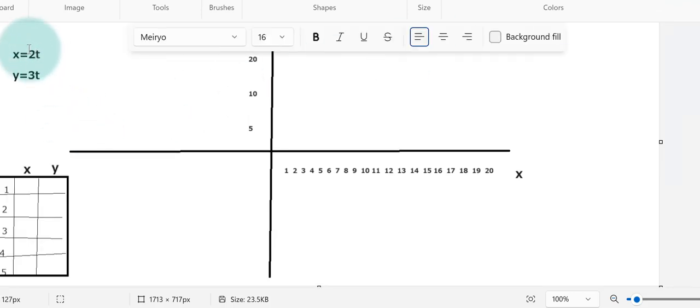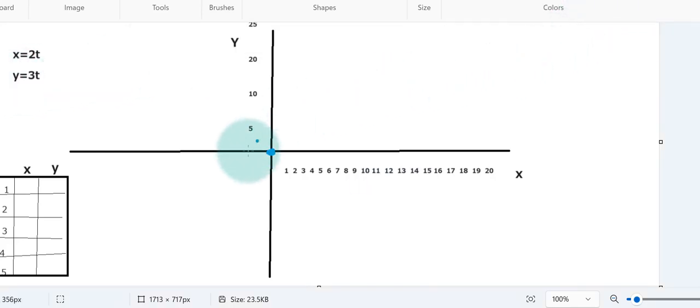So we can ask, when t is equal to, actually I forgot to put in 0, but when t is equal to 0, what do we get? We get x equals 0 and y equals 0. So let's just put that. So this is how we're going to show that when t equals 0, x and y are both 0.